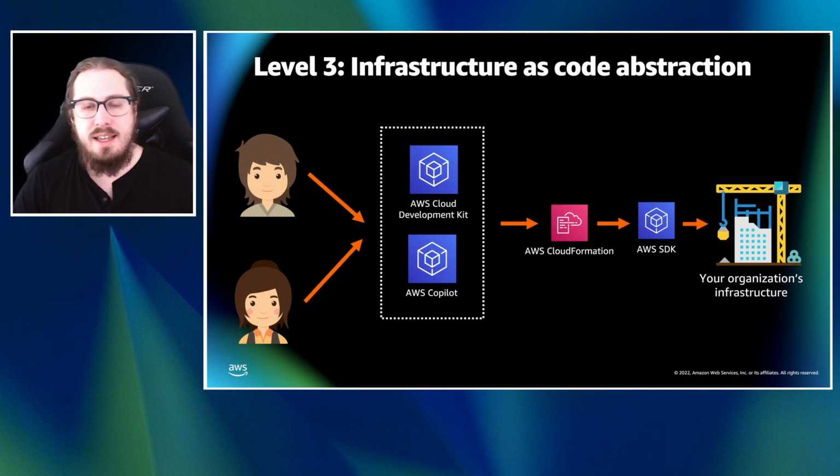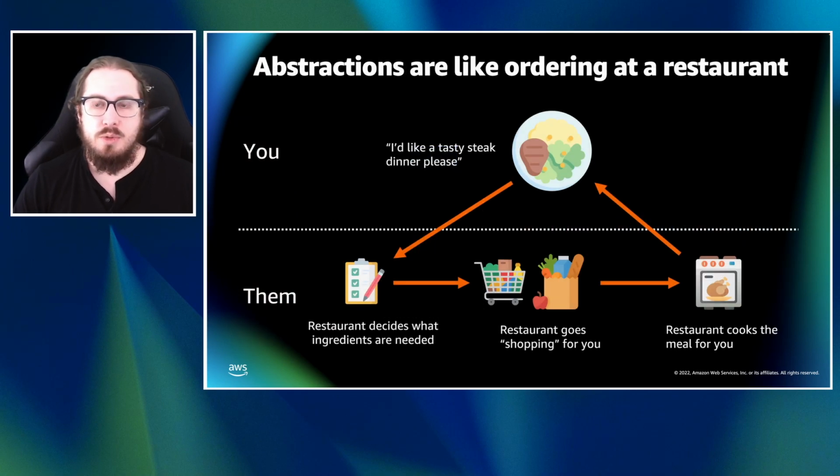So to put this once again into simple terms, I like to compare these abstraction tools to ordering food at a restaurant. Imagine you go to the restaurant, you don't expect to give the restaurant a grocery list of things to shop for. You're going to give them a higher level goal, like I'd like to eat this tasty steak dinner. And they're going to go out and decide what ingredients are necessary to actually cook that steak dinner for you. They're going to do the shopping for you. And they're even going to cook that meal for you and give you back that meal that you asked for.